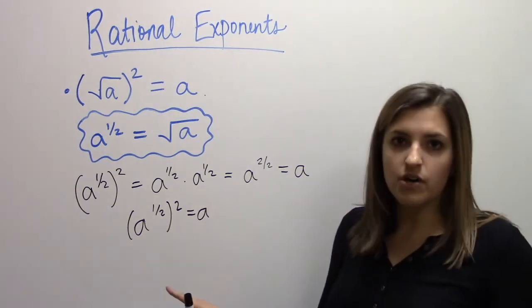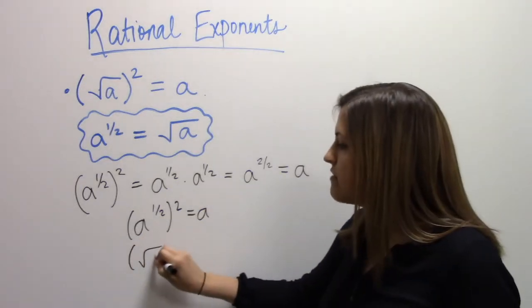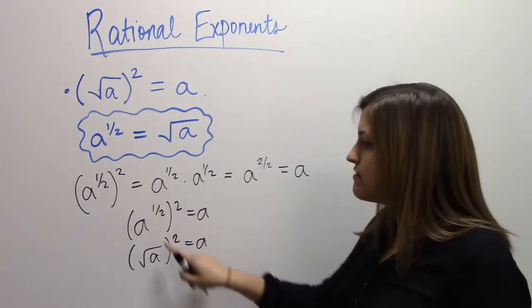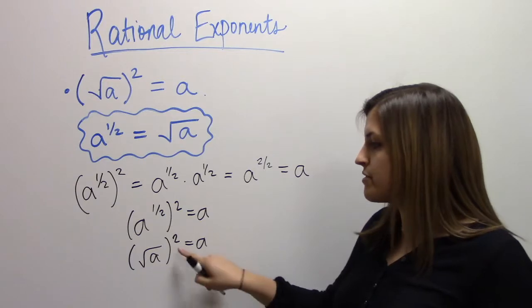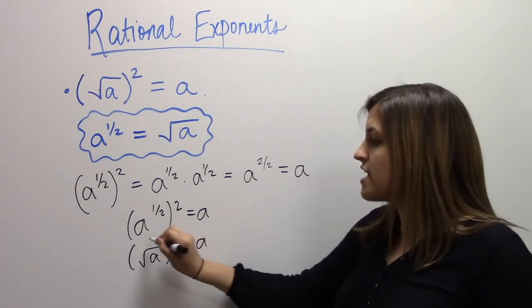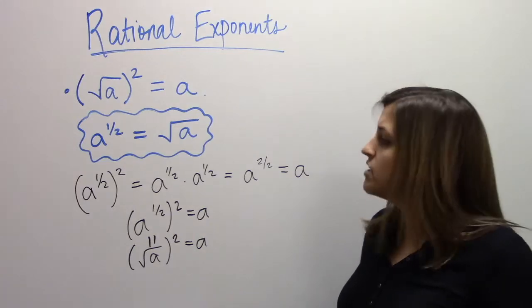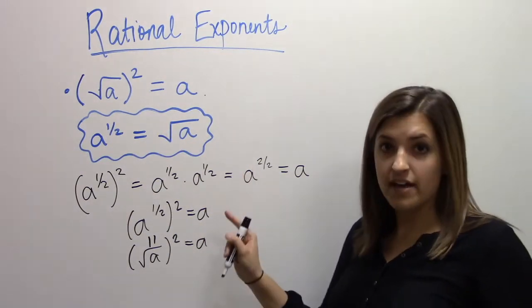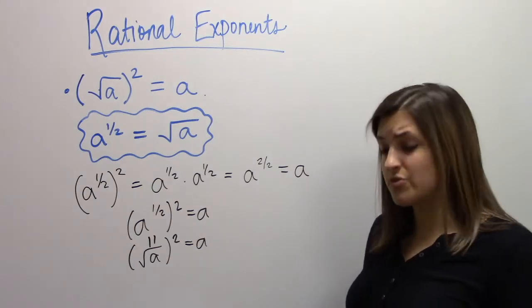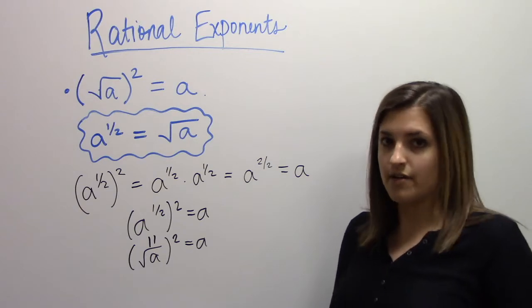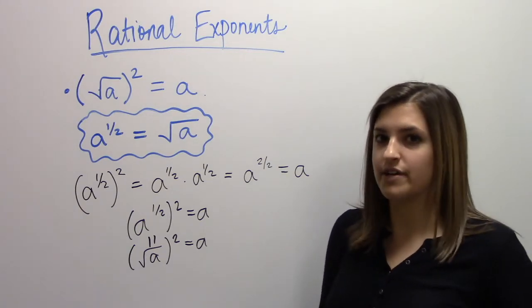But we also know that the square root of a squared gives us a back. So if I have the same thing squared in both cases, and in both cases it gives me a, those two things have to be equal to each other. So a to the 1/2 must equal the square root of a. That's some new terminology that I don't think we've seen before, and it is going to be so important for this section. All right, let's move on to something a little bit more advanced.